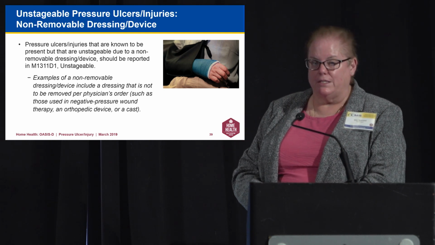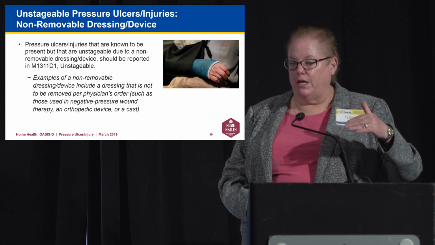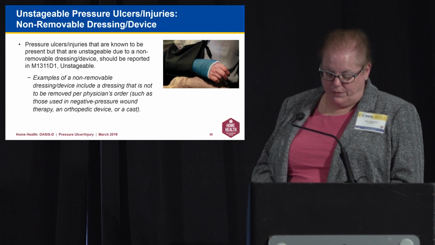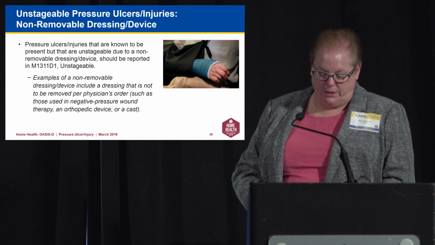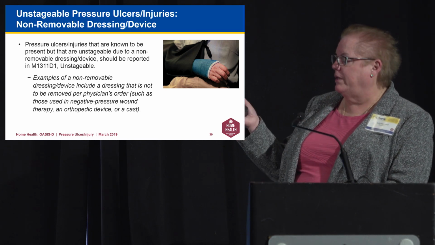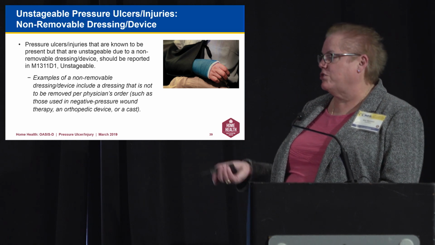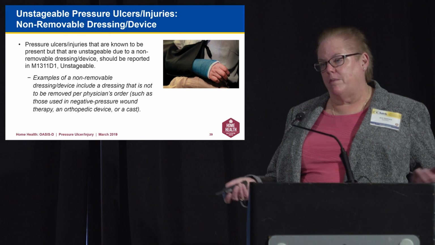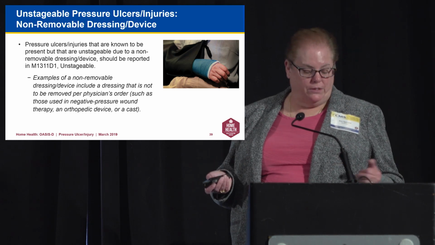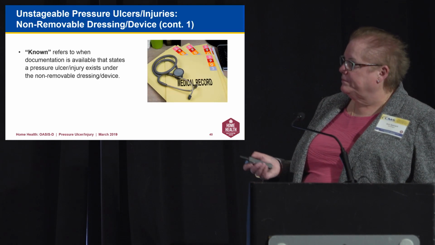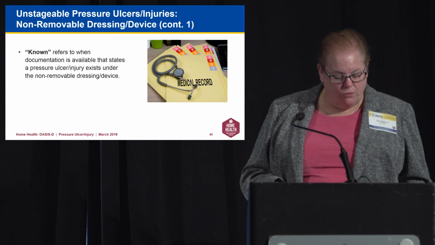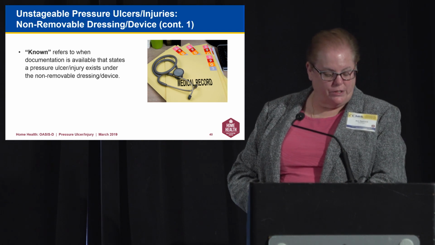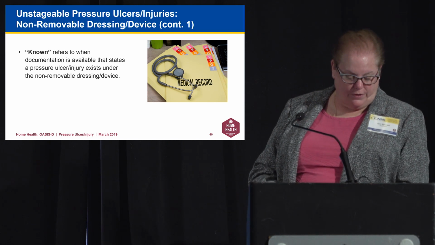You want to report that as saying, we know there's something under there, but I haven't looked at it to be able to say exactly what it is. Okay. And it could be any number of these things: negative pressure wound therapy, it could be an orthopedic device, it could be a cast, it could be a primary surgical dressing, it could be any number of things that we see underneath that. Known refers to when documentation is available that states the pressure ulcer or injury exists under the non-removable dressing or device.